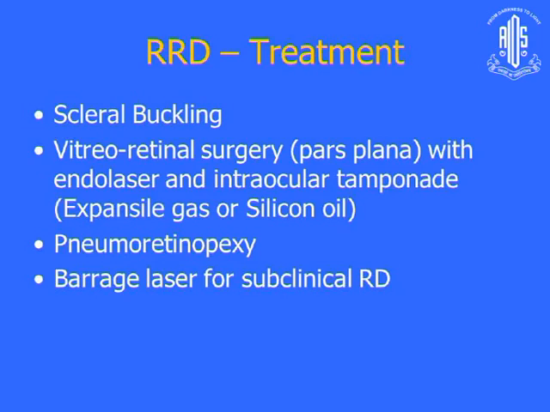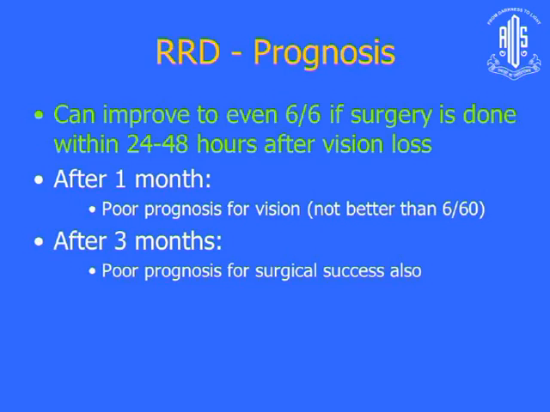The treatment options available, I'm not going into the details: scleral buckling, vitreoretinal surgery, pars plana with intraocular tamponade, and pneumoretinopexy. And if the detachment is very small, like 2 to 3 disc diameters, then we usually go for only barrage laser for subclinical RD.